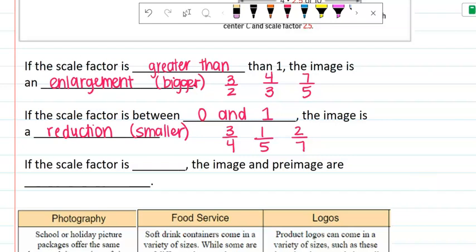But there's one special case. What happens if the scale factor is just 1? Think about if we took any number and multiplied it by 1, it would stay the same. So if all of the sides or the points are going to stay the exact same, then these two images are going to be congruent to each other.